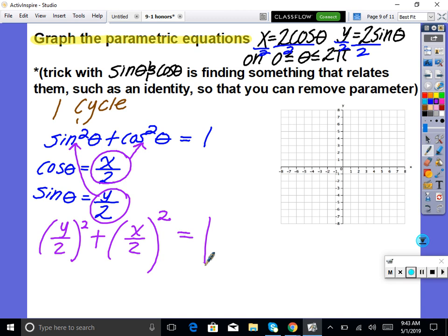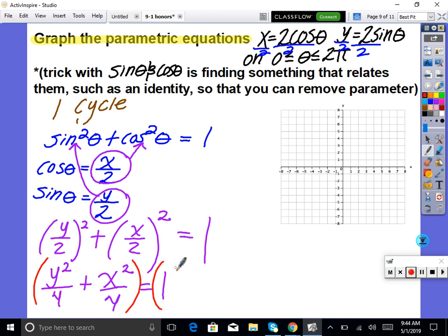Now let's simplify this. If you recall, you'll square both of these. That would be y squared over 4 plus x squared over 4 equals 1. Now I don't want to have to do fractions, so couldn't I mathematically times everything by 4, as long as you do it to everything? So I'm going to times everything by 4, here and here. So won't my 4's divide out?